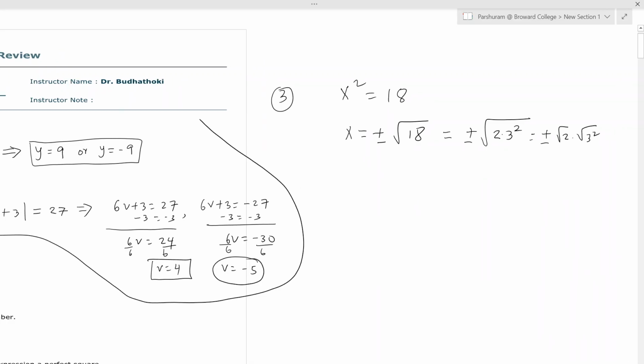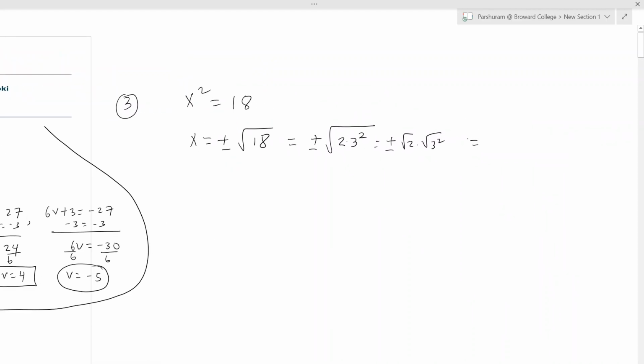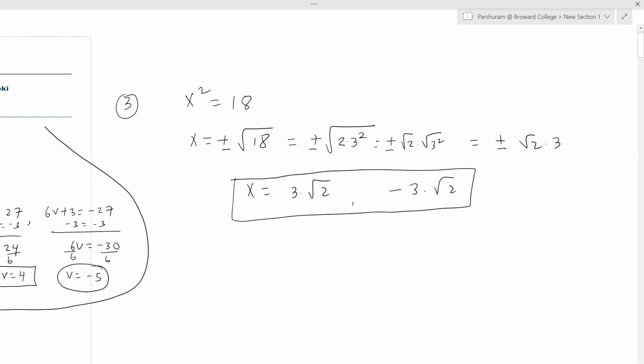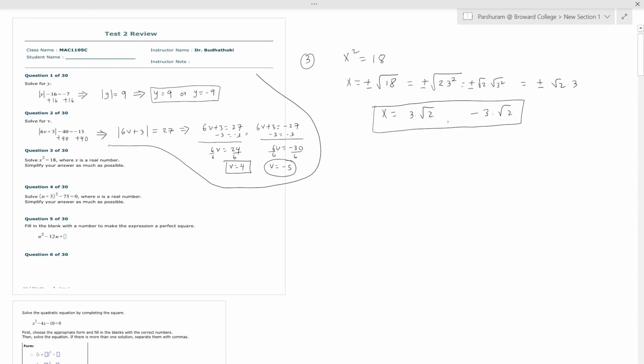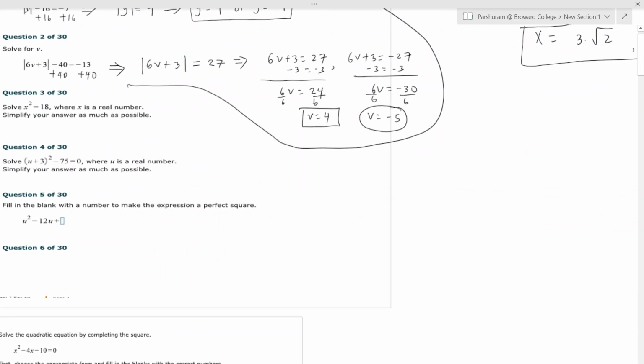We cannot simplify the square root of 2 anymore, but we can simplify the square root of 3 squared, which is 3. So the answer for number 3 is x equals 3 times the square root of 2. I can write the square root of 2 times 3 or 3 times the square root of 2. Another answer is negative 3 times the square root of 2. These are the two answers for this quadratic equation, x squared equals 18. That's for problem 3.